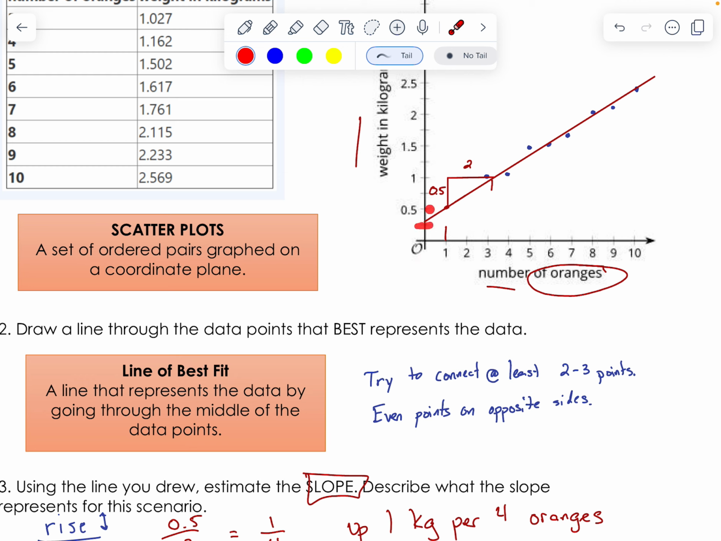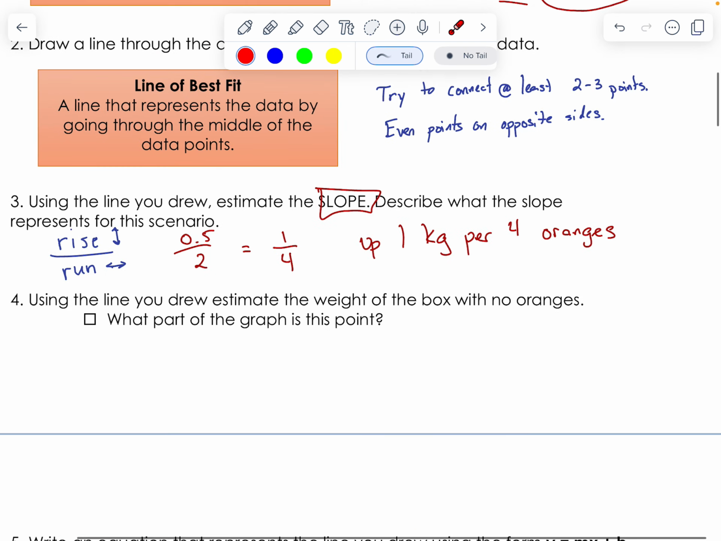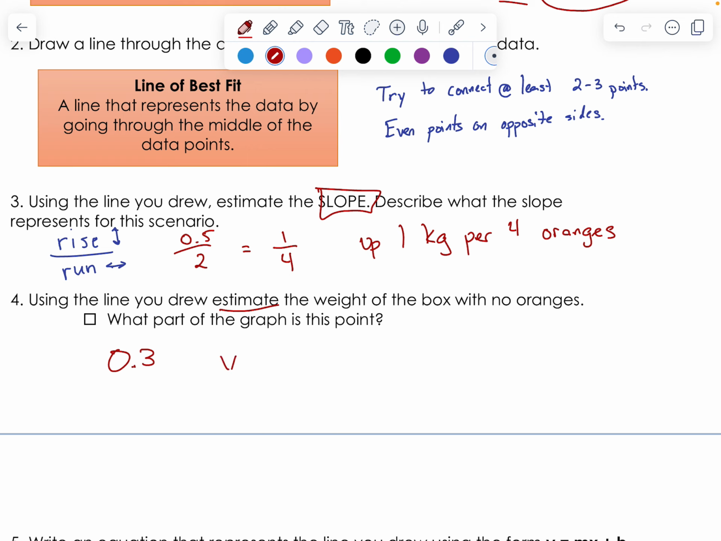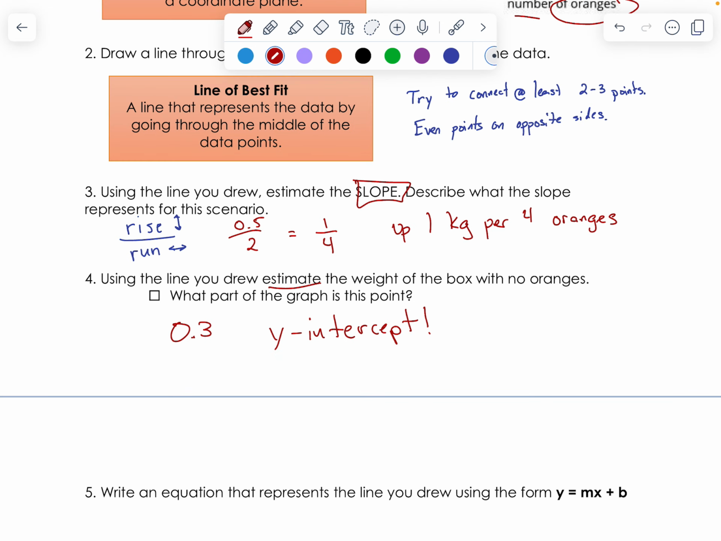It looks like it's 0.25, 0.5, 0.75, 1, 1.25. So this is really close to 0.25. I would argue maybe like 0.3. Again, this is an estimate. You might have said 0.4, and that's okay, but this is 0.3. And what part of the graph is that? That is our y-intercept. That's where it touches the y-axis, so 0.3.